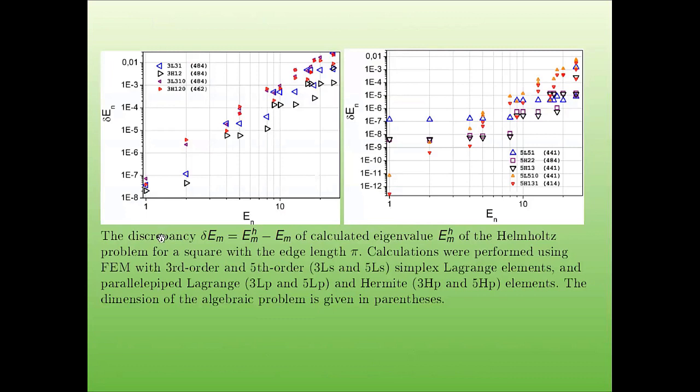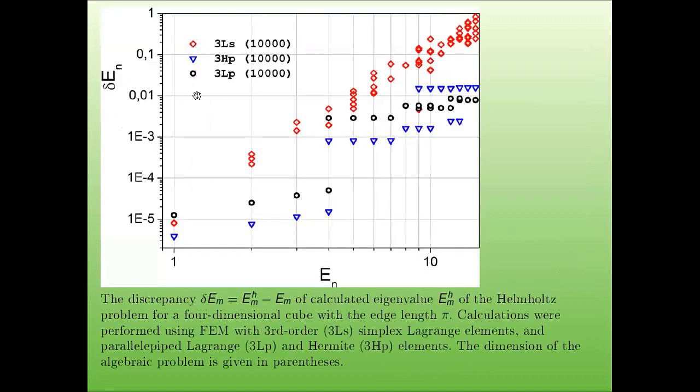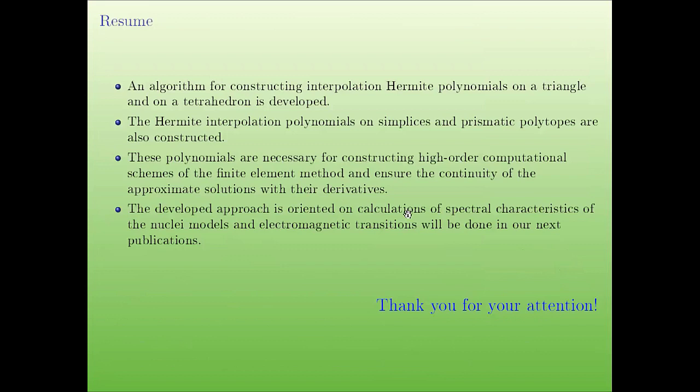Some results: we apply the finite element schemes. Here are two-dimensional finite elements used to solve the Helmholtz problem on a square which has an analytic solution. The discrepancy versus the energy is presented here. We show that the two-dimensional Hermite and Lagrange interpolation polynomials on the square work better, but the Lagrange and Hermite interpolation polynomials on the triangle are more universal. The same picture for the third order, for the fifth order. Here is an example of the four-dimensional Helmholtz problem. And this is my summary. Thank you for your attention.